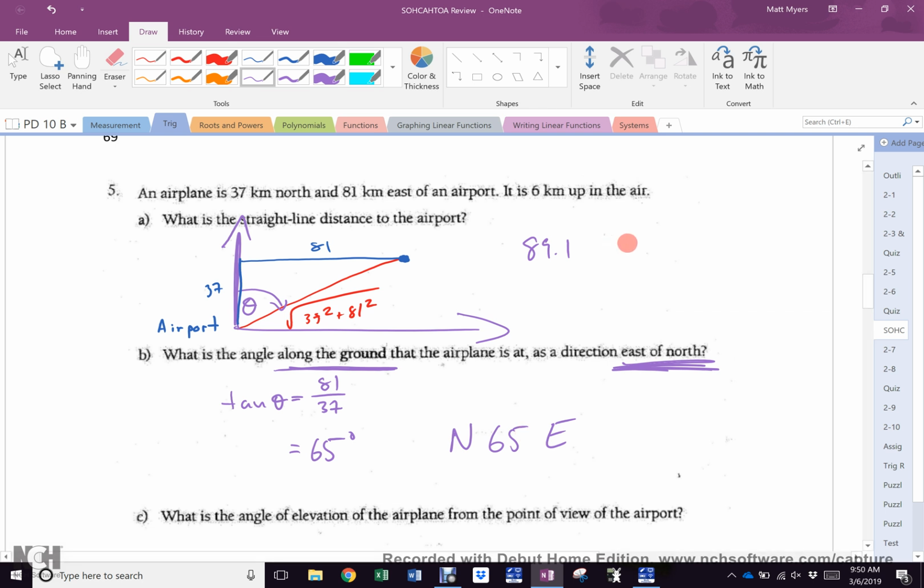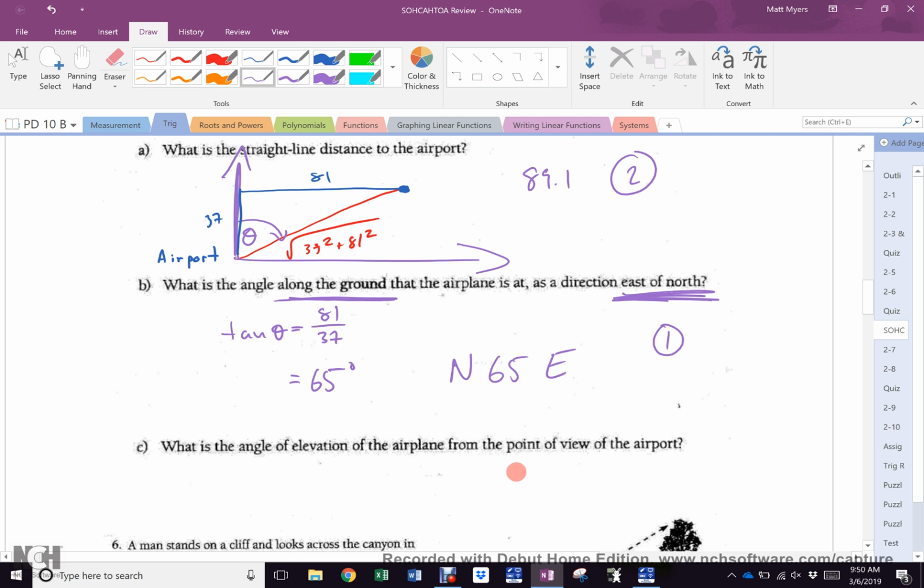By the way, this is worth 2. This is worth 1. And the angle of elevation, that is, of course, the red, blue, purple line, which was tan theta equaled opposite, which was 6, over the square root of 37 squared plus 81 squared, which ends up giving you something like 3.9. I can't remember exactly. I think it might be 4.01. Whatever. It's 4, because we round our angles off to the nearest degree. For 1 mark. Make that whole question out of 4.